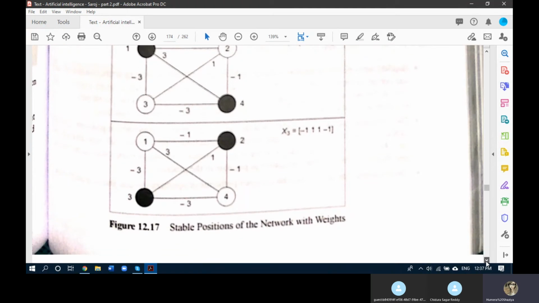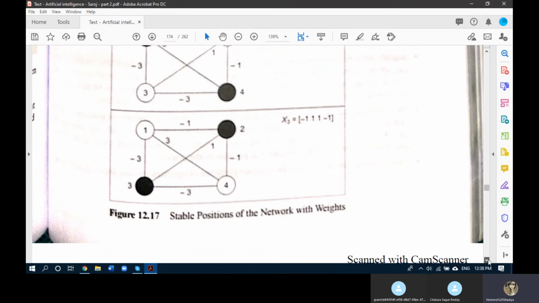With respect to x3, it is -1. 1 is negative, inactive. 2 and 3 are active. 1 and 4 are inactive. And these two are stable positions. After this, even if you try to choose a node and apply that activation algorithm, no more changes take place.